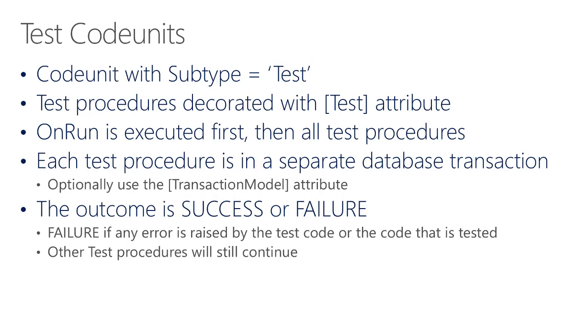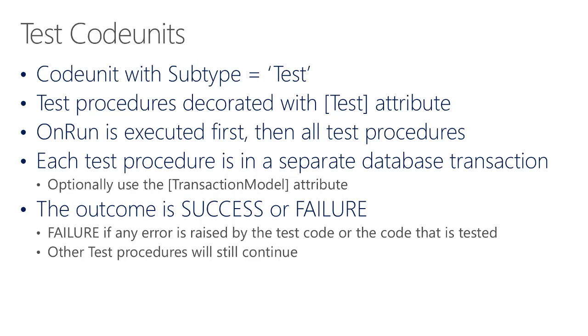Optionally, you can use the transaction model attribute, but just make sure you understand every test procedure is a separate database transaction. So if you have 3 test procedures, that's 3 database transactions. If you want to do 2 tests as part of one transaction, you should include those 2 tests in a single procedure. And so the outcome of such a test code unit, such a test procedure, is success or failure.